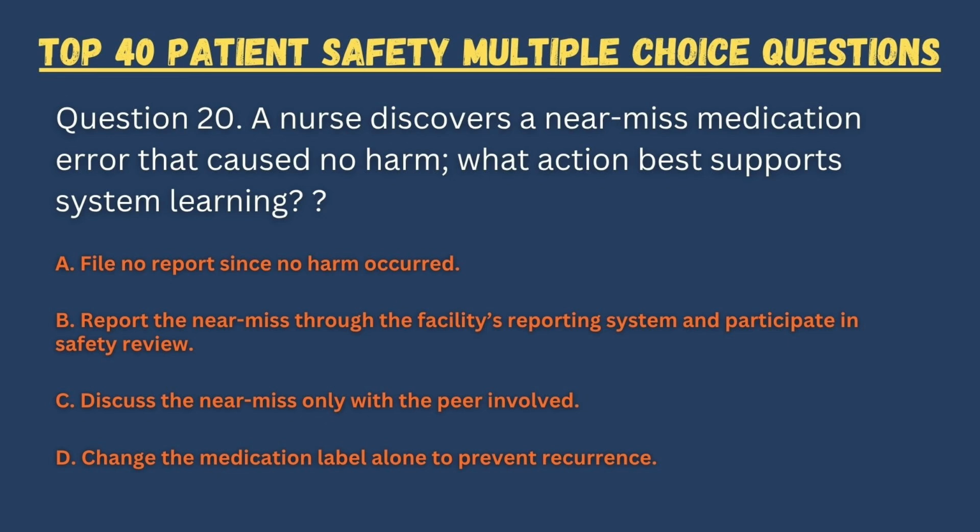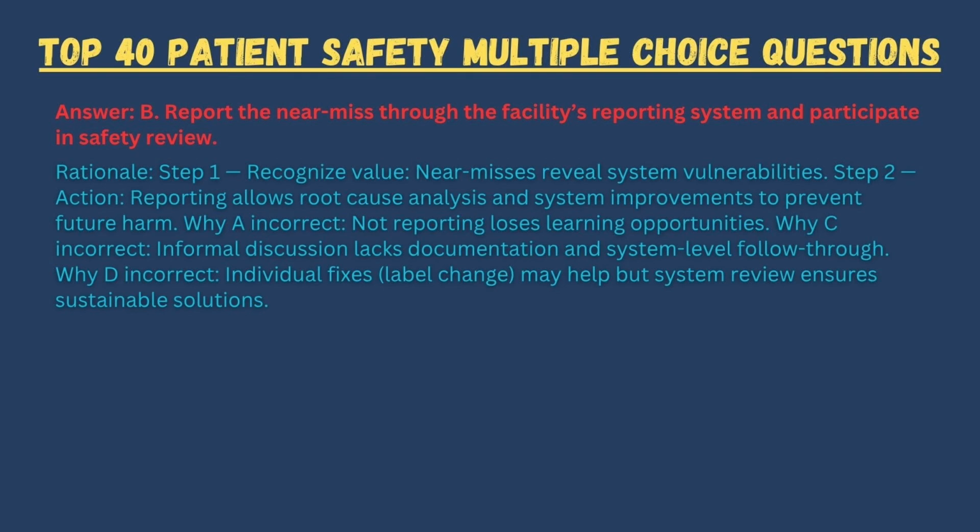Question 20. A nurse discovers a near-miss medication error that caused no harm. What action best supports system learning? A. File no report since no harm occurred. B. Report the near-miss through the facility's reporting system and participate in safety review. C. Discuss the near-miss only with the peer involved. D. Change the medication label alone to prevent recurrence. Answer. B. Report the near-miss through the facility's reporting system and participate in safety review.